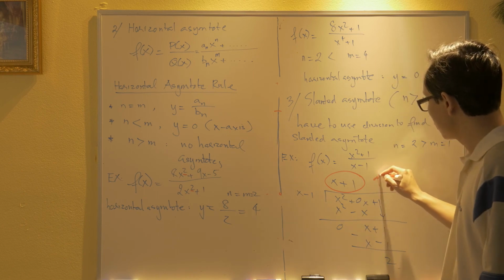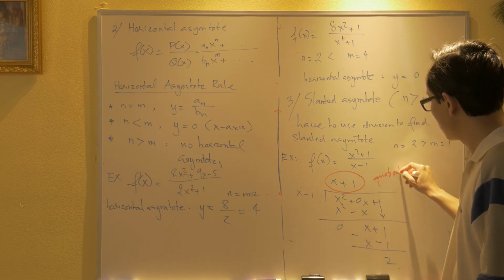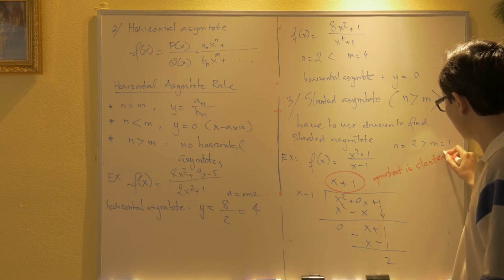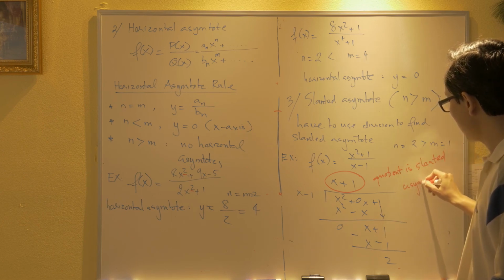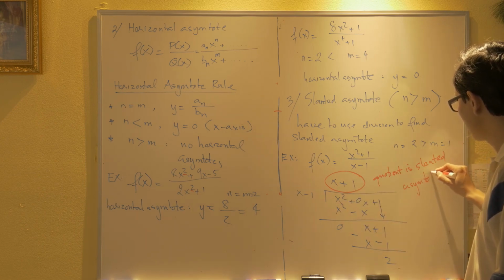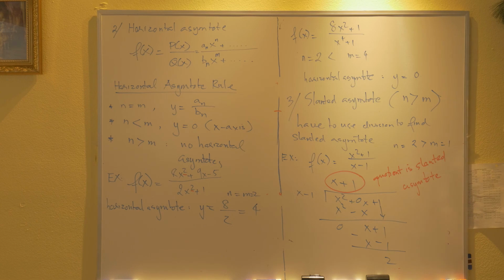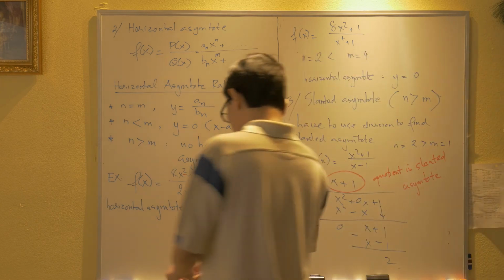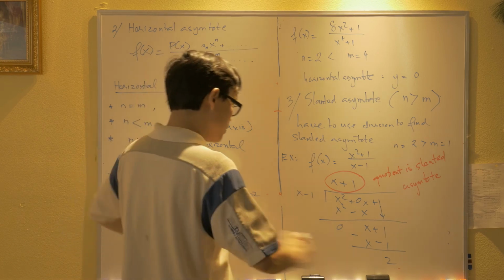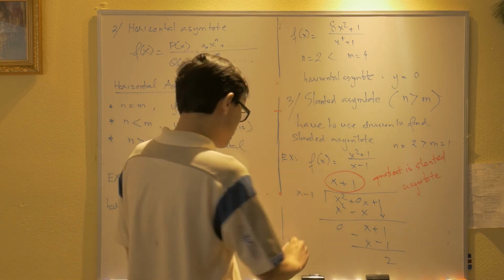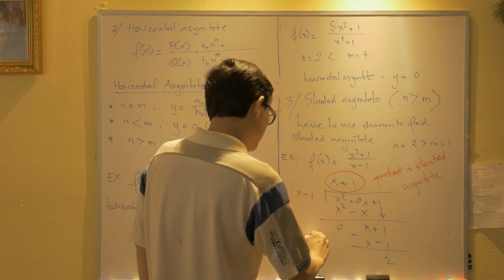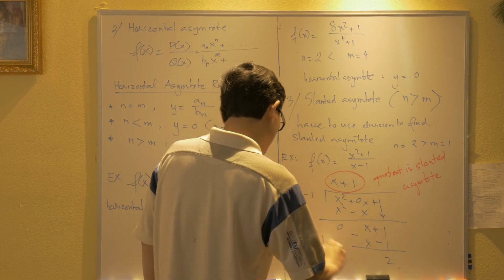So the quotient is the slanted asymptote. Whatever you get after you do the division, the quotient, that is the slanted asymptote. Okay. And because this asymptote is a line, we have to write it as an equation. So the slanted asymptote will be y equal to x plus 1. There you go.